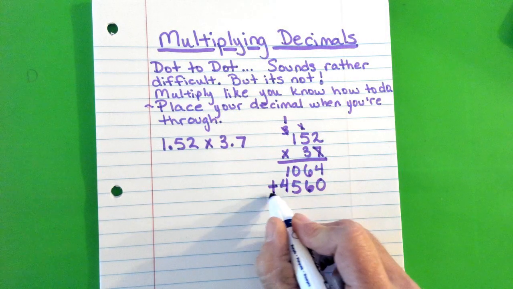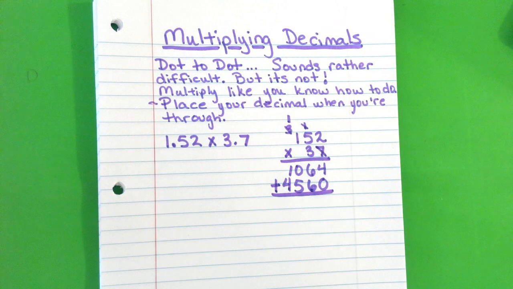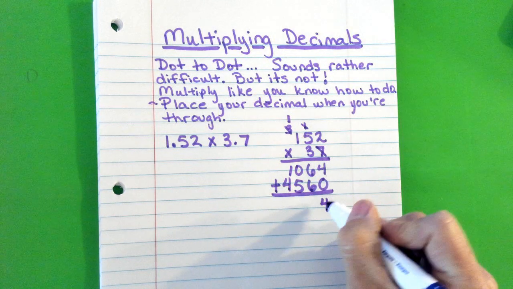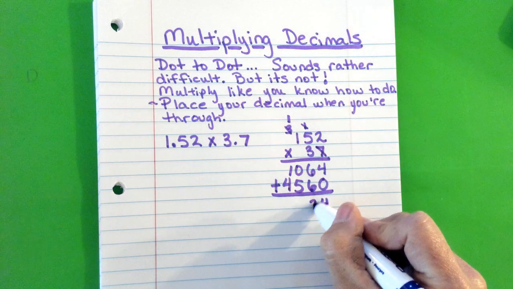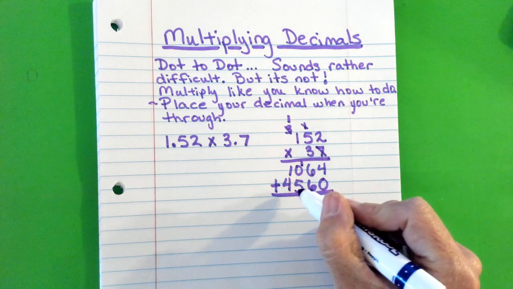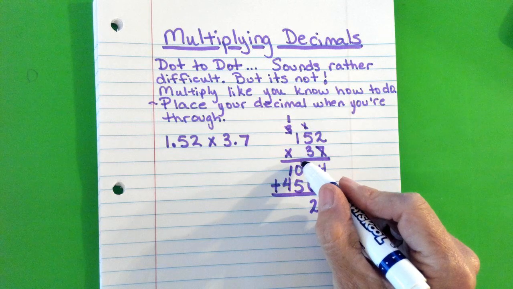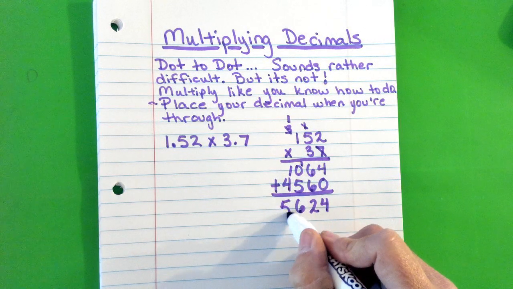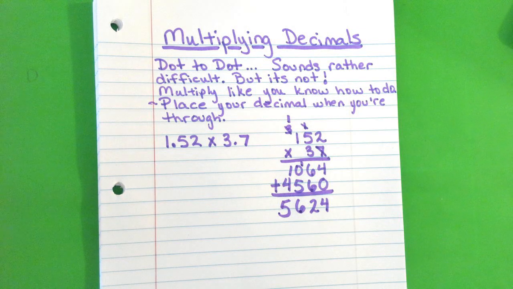Now I'm going to add those together, lining them up, starting on the right. 4 plus 0, 4. 6 plus 6 is 12, carry the 1. 5 plus 0 is 5, plus 1 more is 6. And then 4 plus 1 is 5. So I get 5,624, but now I need to bring the decimal back in.